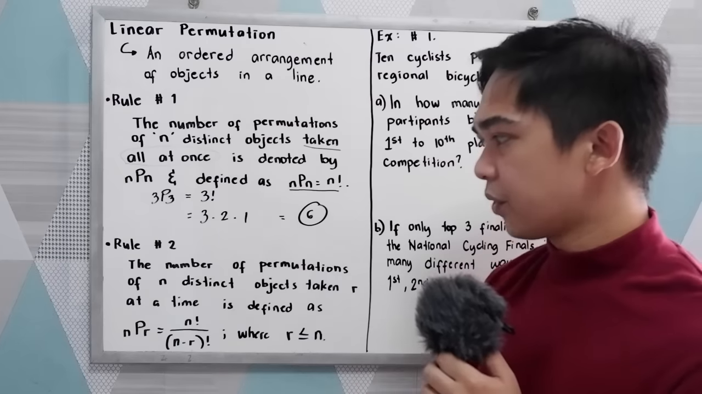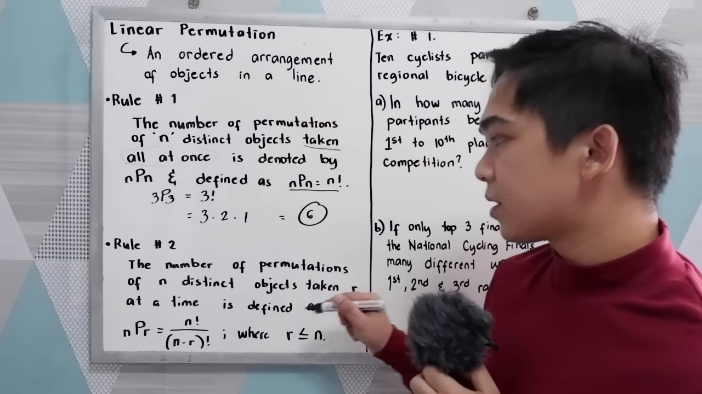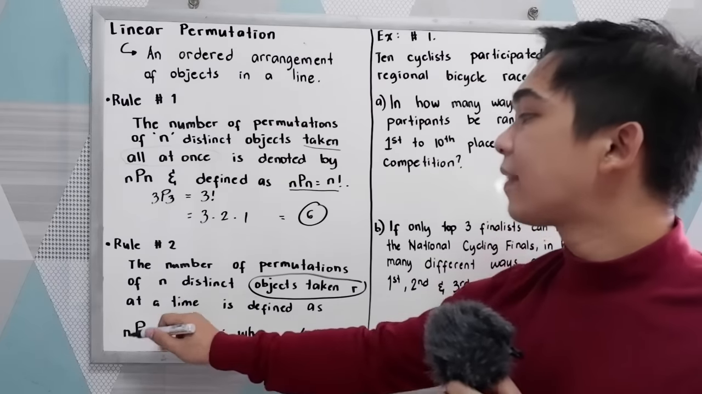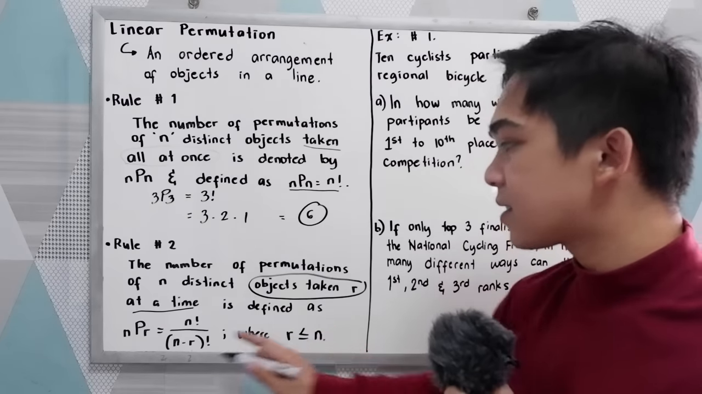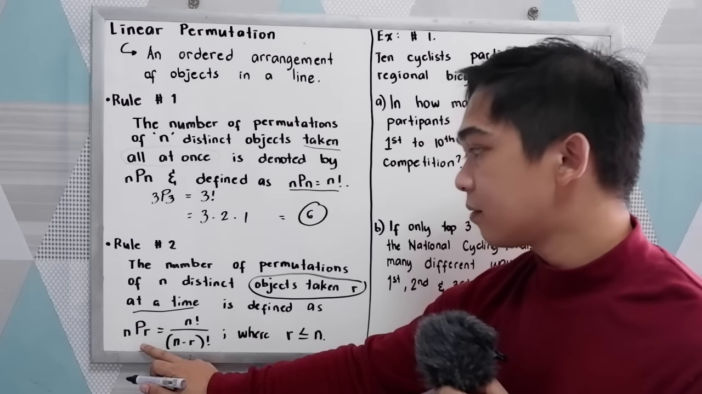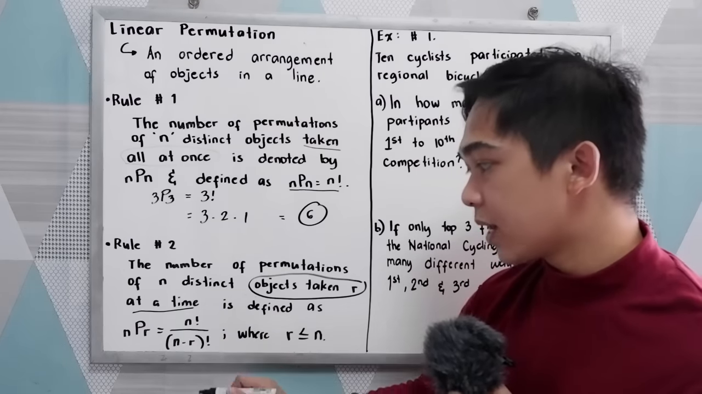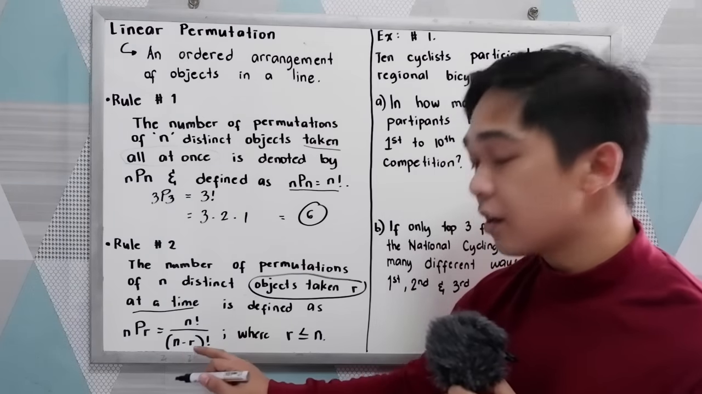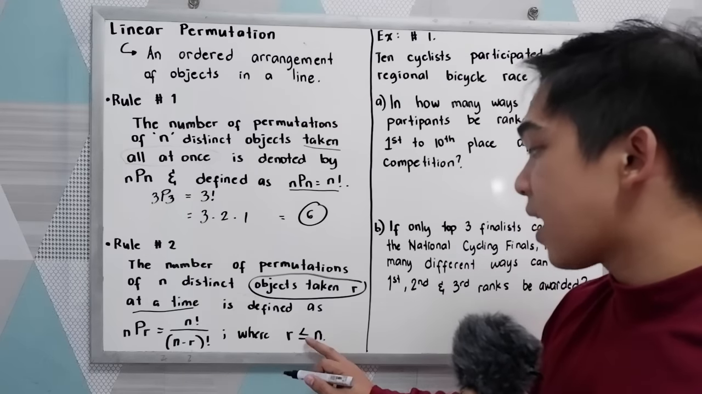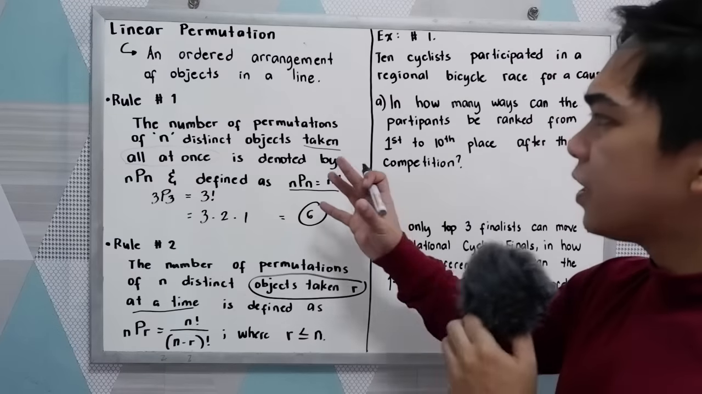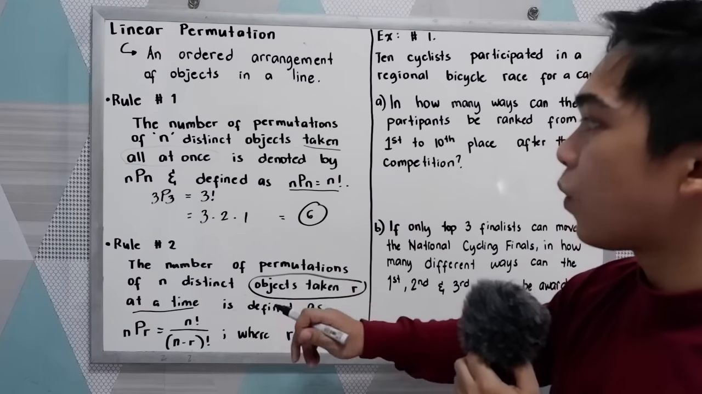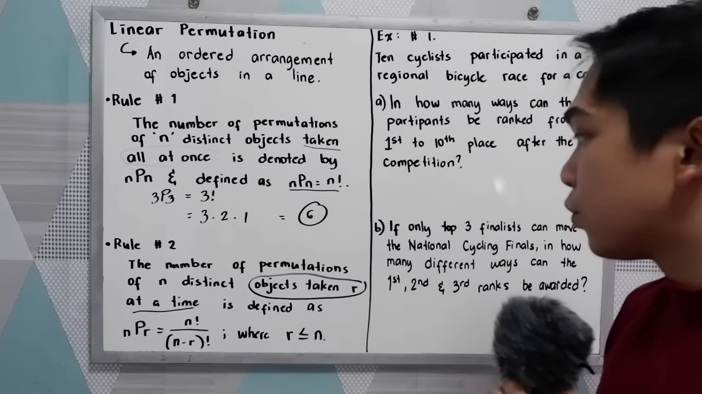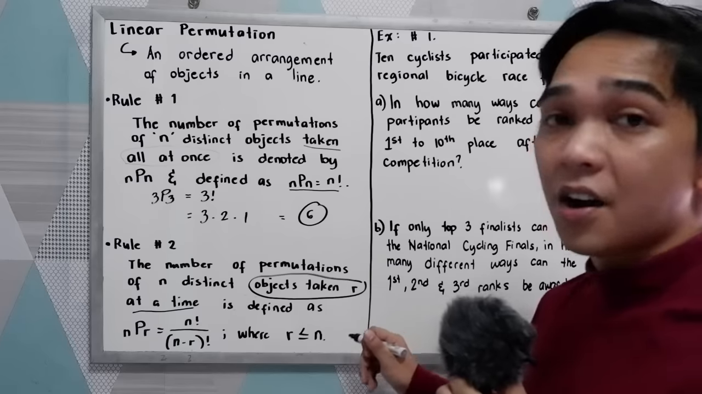Next, the second rule: the number of permutations of n distinct objects taken r at a time is defined as nPr is equal to n factorial all over the quantity n minus r factorial, where r is less than or equal to n. So the difference between the two is, in rule number one, we take all n at once, while in number two, we have objects taken r at a time.